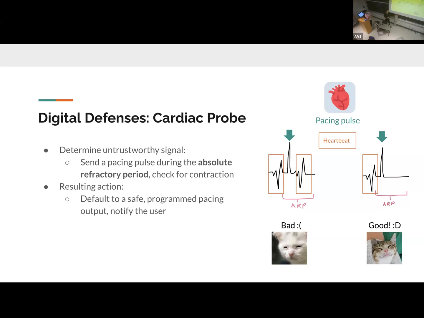And the resulting action is you could tell the user, hey, someone might be trying to kill you by making your pacemaker function incorrectly, and defaults to a safe programmed pacing output that's like coded by doctors, approved by doctors. The problem is they didn't really test this or like really in-depth evaluate the medical safety of this strategy. So that would be a future work that they have to investigate.